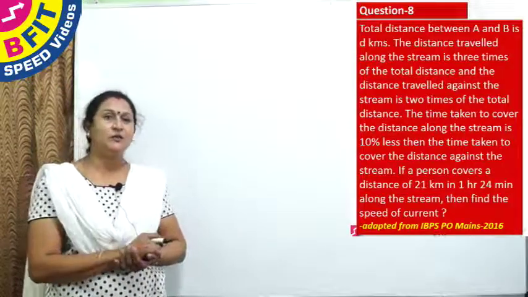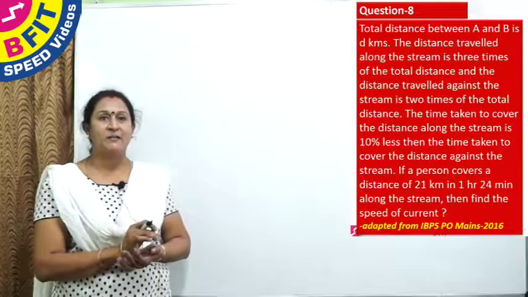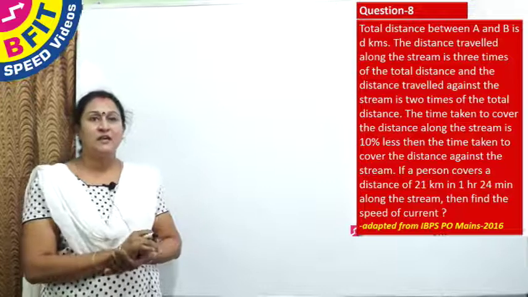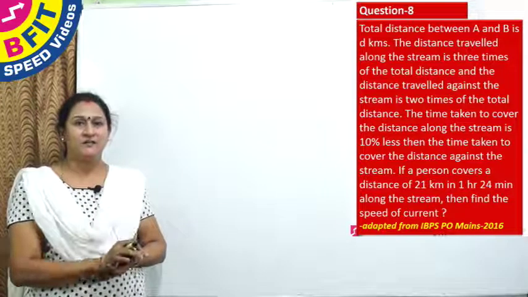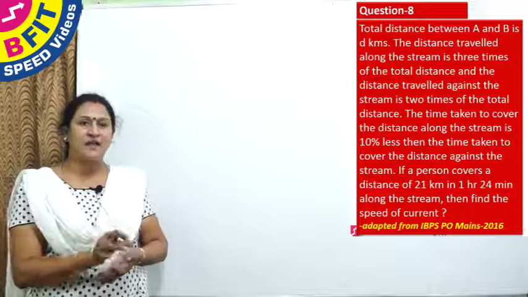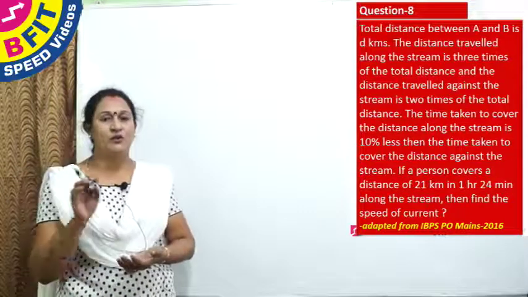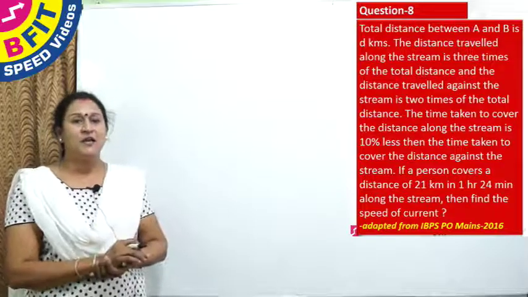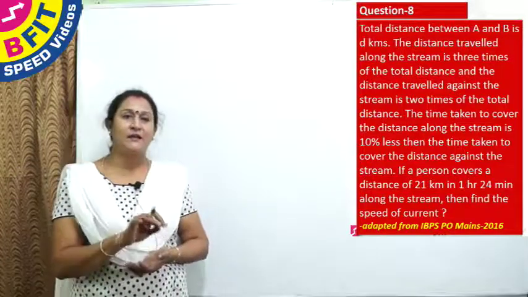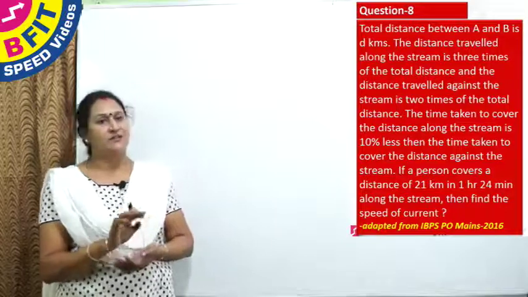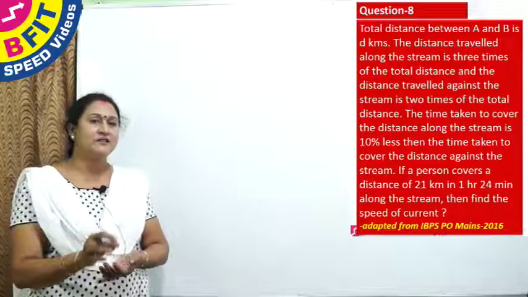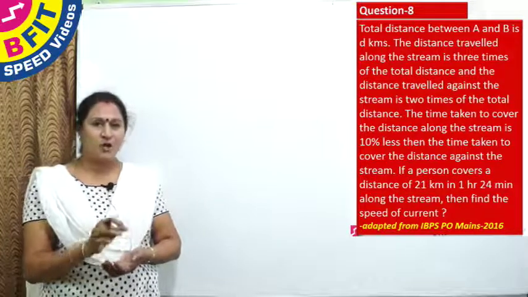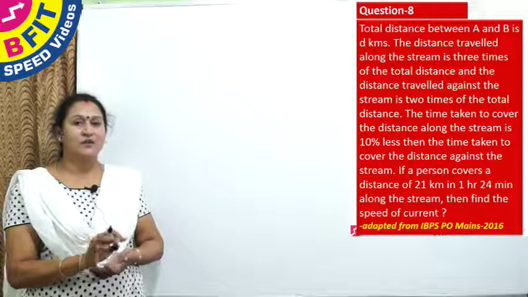The question is, total distance between A and B is d kilometers. The distance travelled along the stream is 3 times of the total distance and the distance travelled against the stream is 2 times of the total distance. The time taken to cover the distance along the stream is 10% less than the time taken to cover the distance against the stream. If a person covers a distance of 21 km in 1 hour 24 minutes along the stream, then find the speed of current.